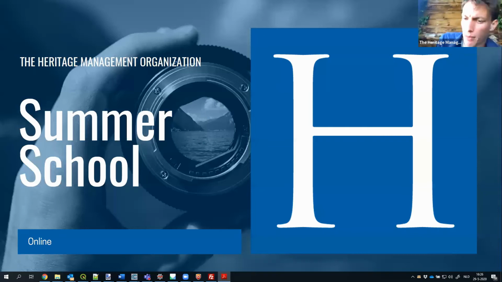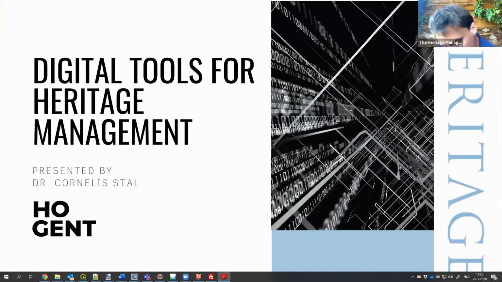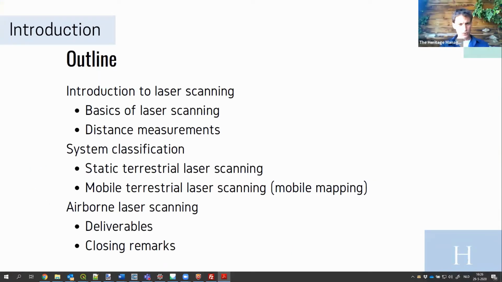Today I will give you an introduction to laser scanning in general, just a brief overview of the technique itself. How does it work? How do you derive distance measurements from a laser? The things that I'm going to discuss about laser distance measurements are exactly the same as the technique used in a total station, for example.